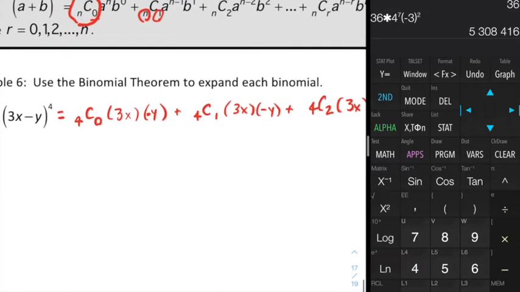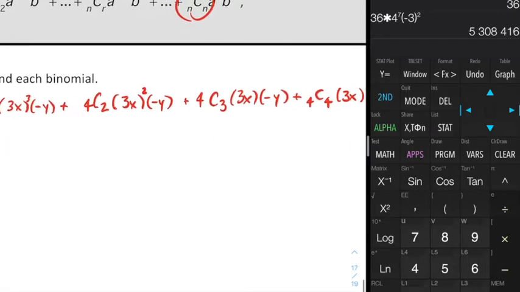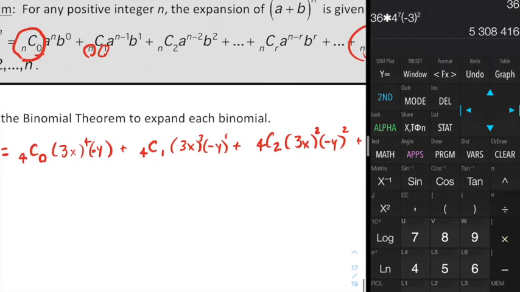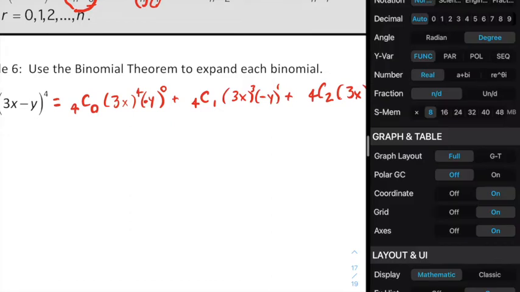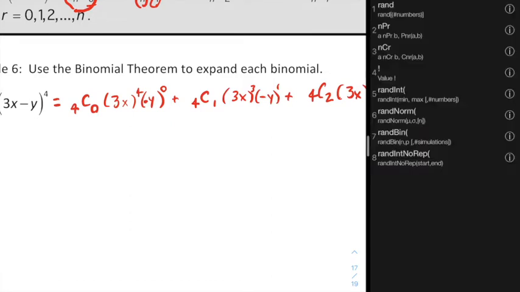Our powers need to add up to 4. So we'll go 4, 3, 2, 1, 0, and 4, 3, 2, 1, 0. And then you can just use the NCR button a bunch of times. I'm probably just going to show you one or two of them typed in, but then I'm going to just copy the notes, honestly. So, like I said, it's not the most efficient way there.